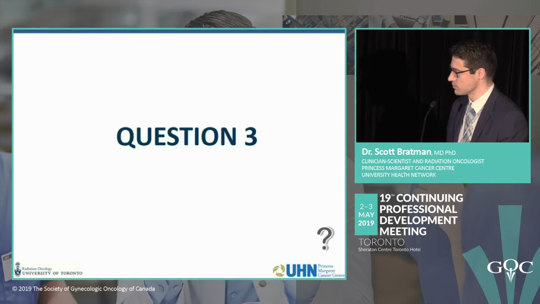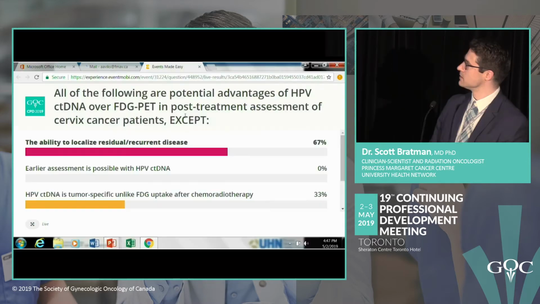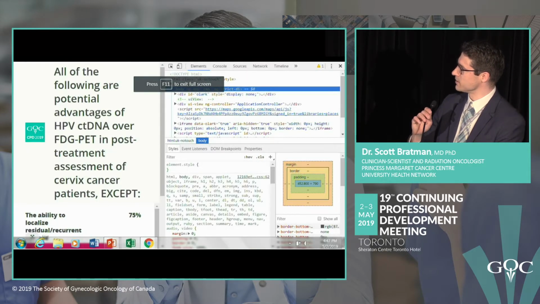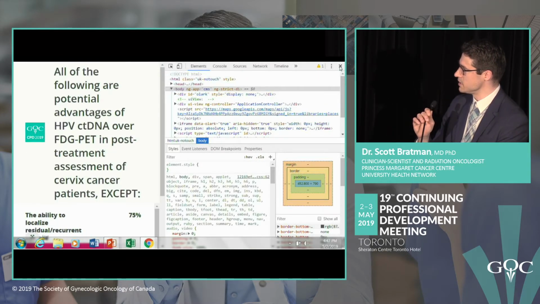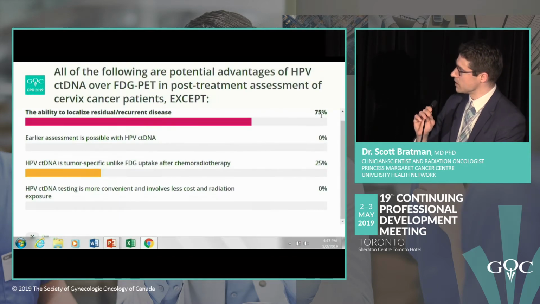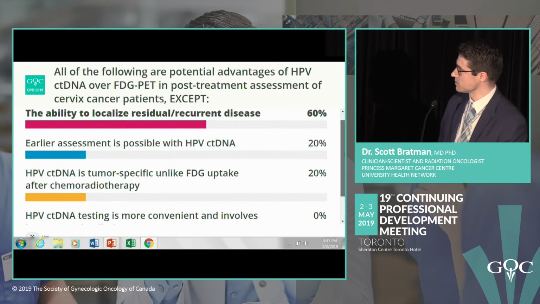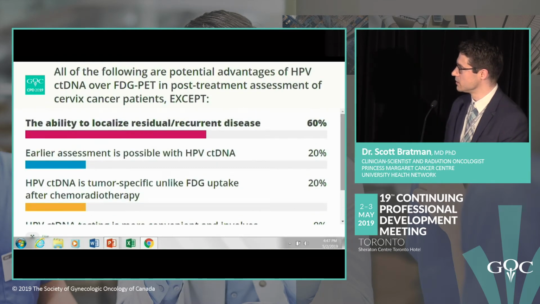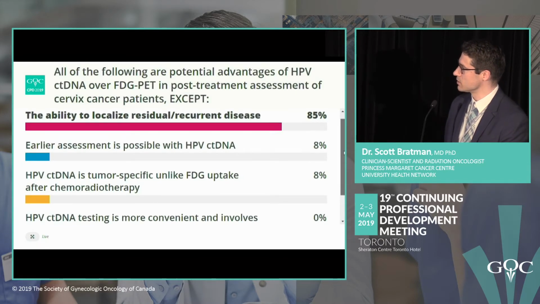So that brings us to question 3. All of the following are potential advantages of HPV ctDNA over FDG PET in the post-treatment assessment of cervix cancer patients treated with radiotherapy or chemoradiotherapy, except: the ability to localize residual or recurrent disease, or early assessment being possible with HPV ctDNA.